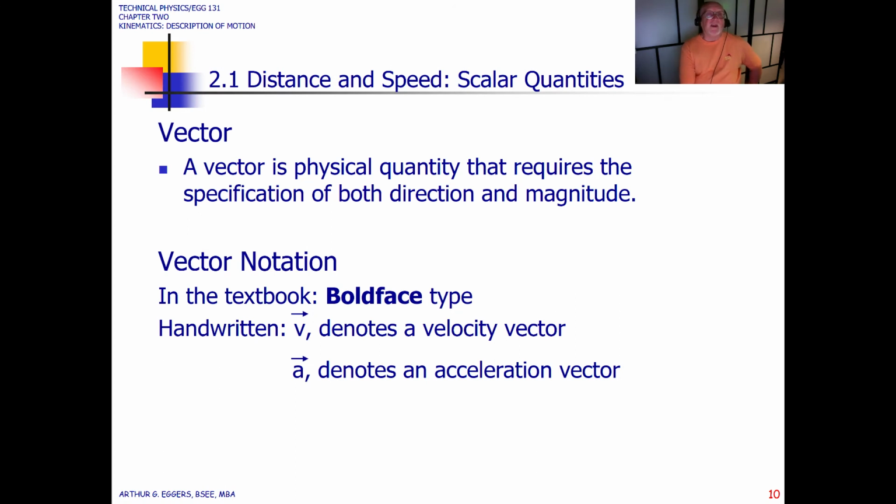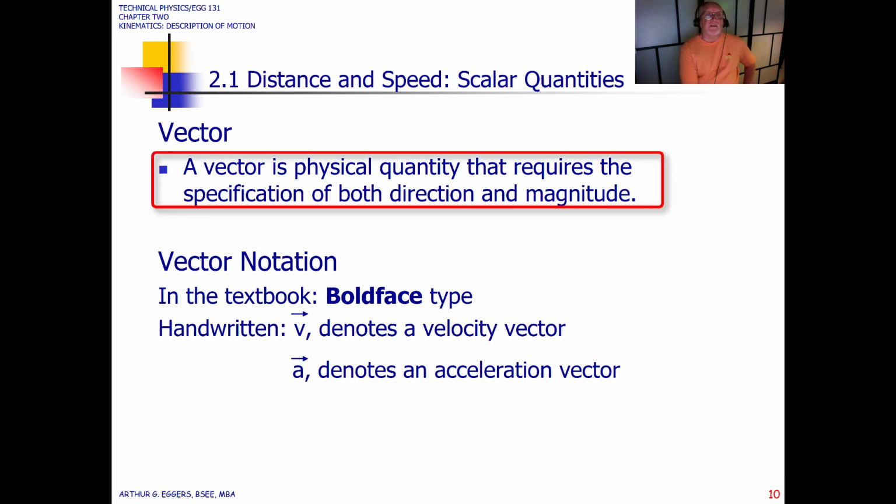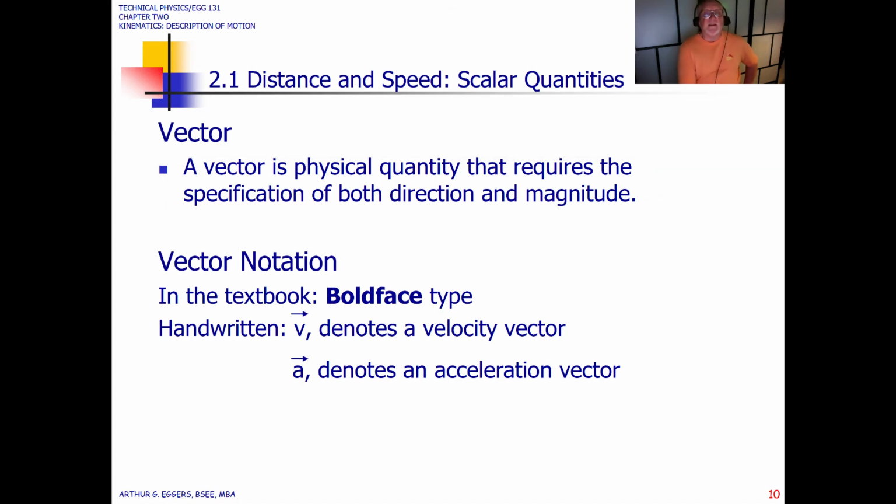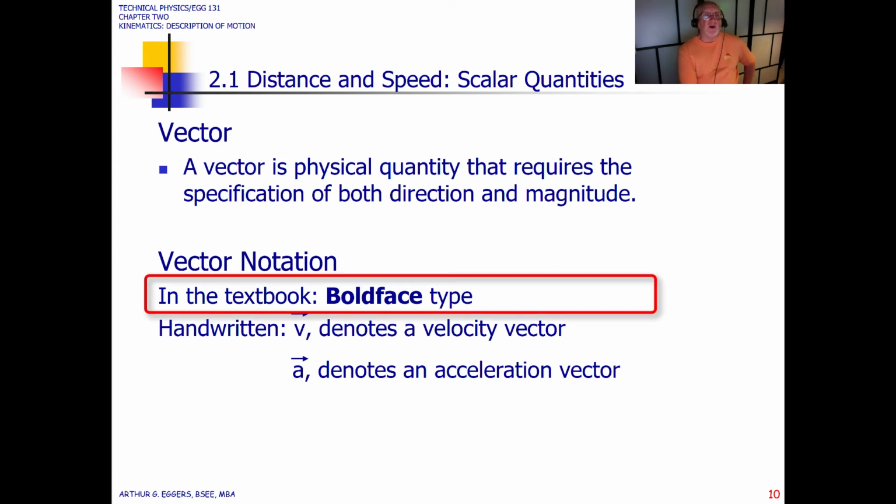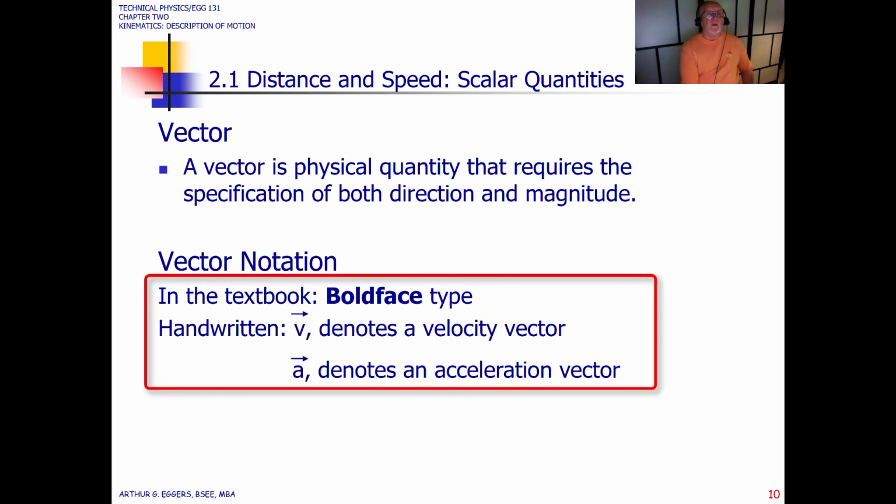A vector, on the other hand, is a physical quantity that requires the specification of both magnitude and direction. You can typically identify in the text or in your work when you are looking at a vector. It has what's called vector notation. In the textbook, typically it will be in boldface type, and sometimes it'll have a little arrow over the top. Handwritten, we would say that this velocity with the little arrow over it is denoting a velocity vector, where in the next example, acceleration with a little arrow over the top is the acceleration vector.